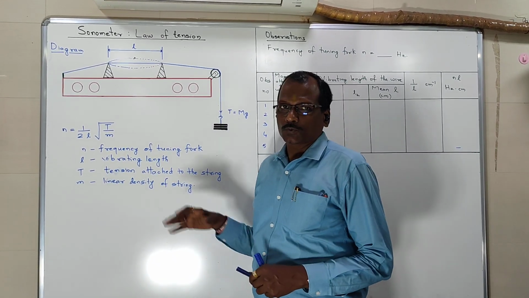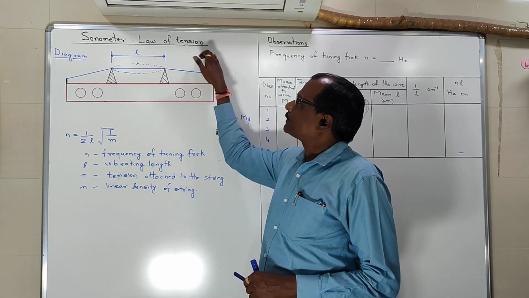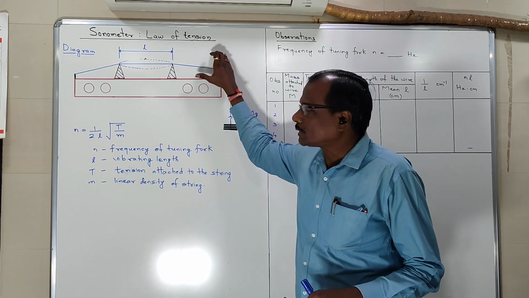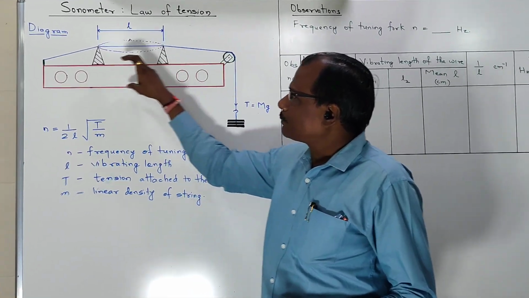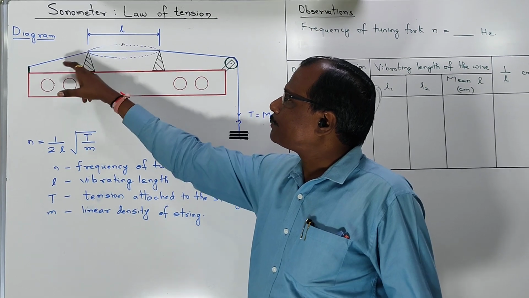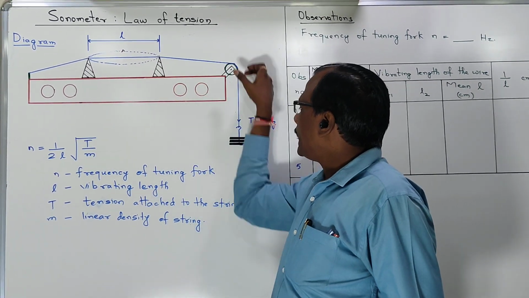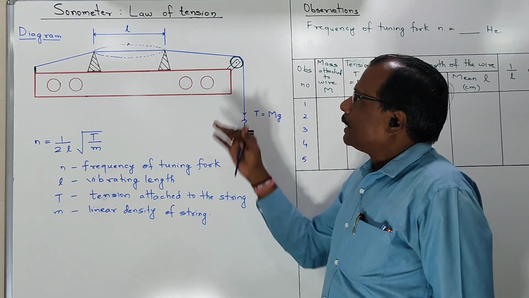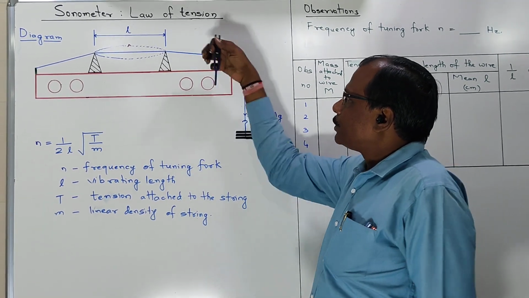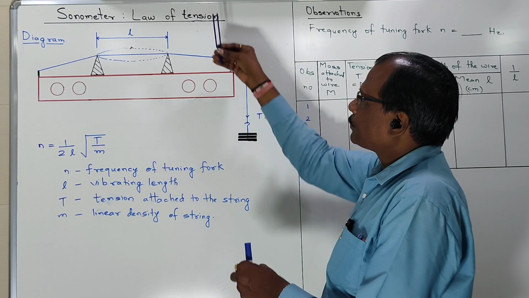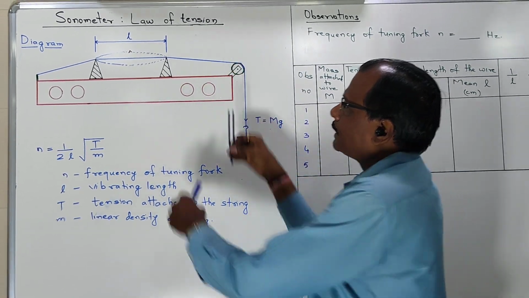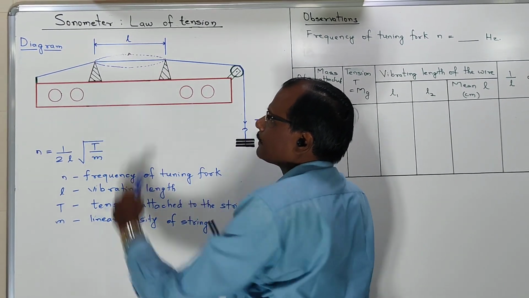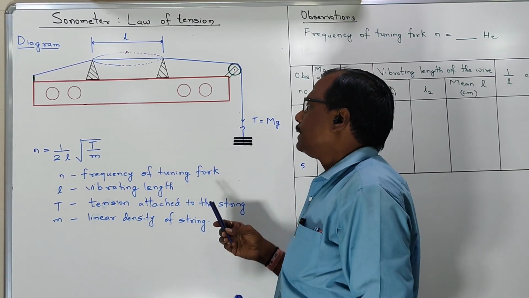The next version of your sonometer experiment deals with the law of tension, also called sonometer 2. As usual, this is your wooden box called a sonometer, with a string passed over two knife edges and attached to a mass, where tension is given as T equal to mg. Because of the tuning fork frequency, when you place the tuning fork on the surface of the sonometer, the string vibrates between the knife edges and the paper rider falls down.